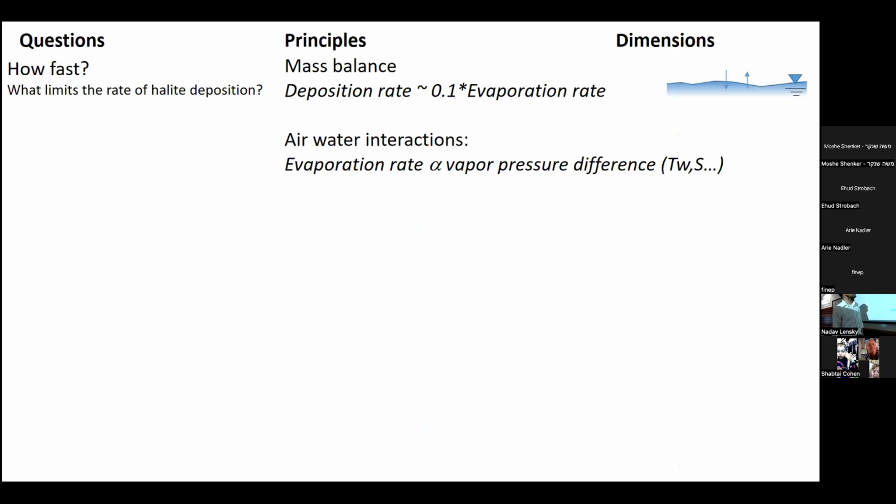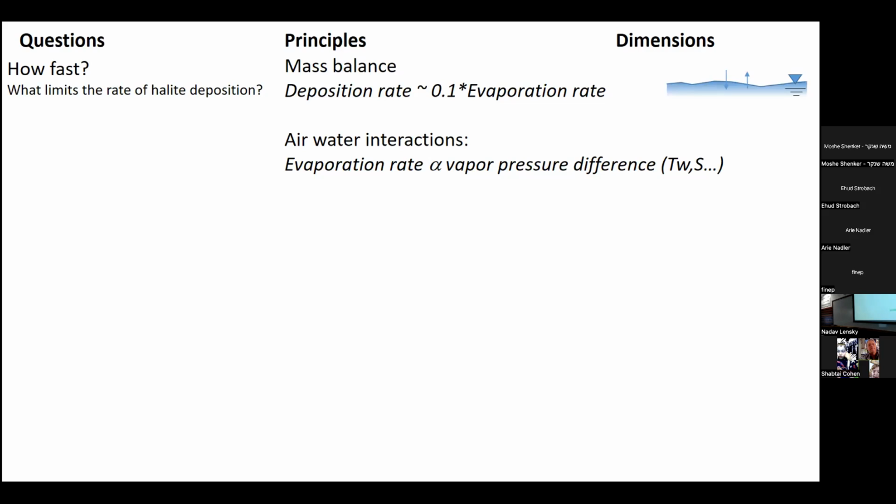Yeah. So let's start with the first question. How fast can we get halite deposition? As I told you, from mass balance, it's about 1/10 of the missing water that will form a salt layer. So if we have a 1 meter level drop, we will form roughly 10 centimeters of salt layer.